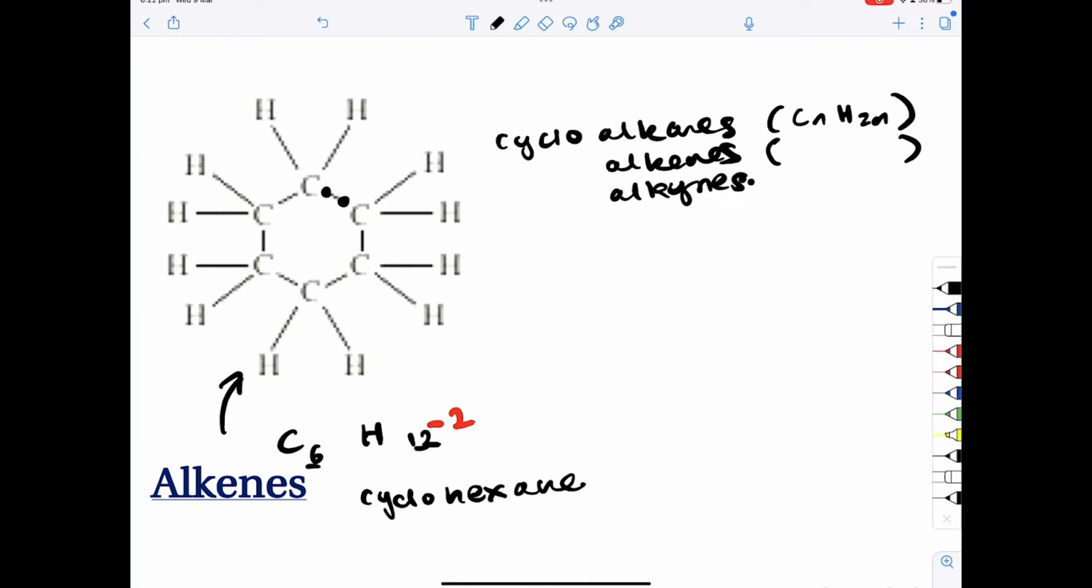Now, does anyone know what the general formula of an alkene is? Has anyone read ahead? What's the general formula of an alkene? CnH2n. Good, CnH2n, right? The same principle applies. Since a linear alkene is CnH2n, a cycloalkene will be CnH2n subtract 2, so 2n minus 2.